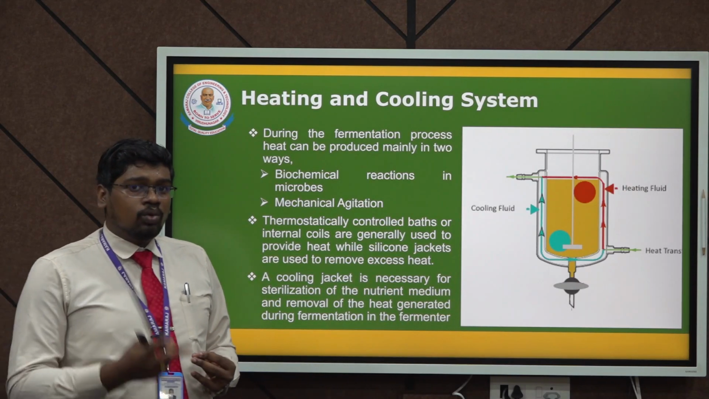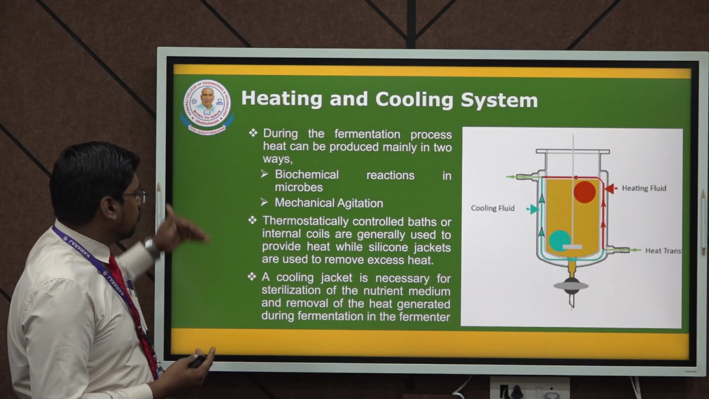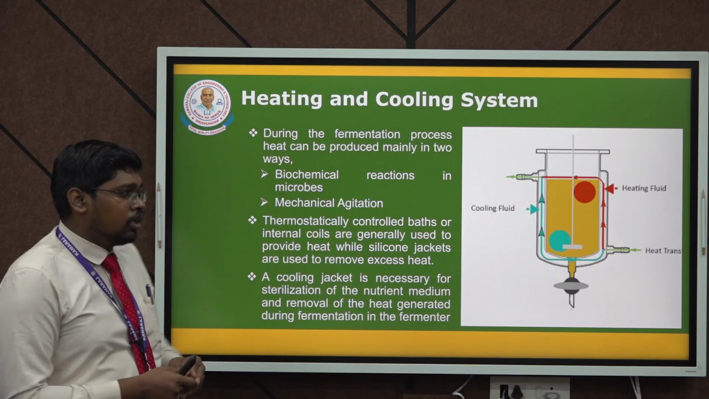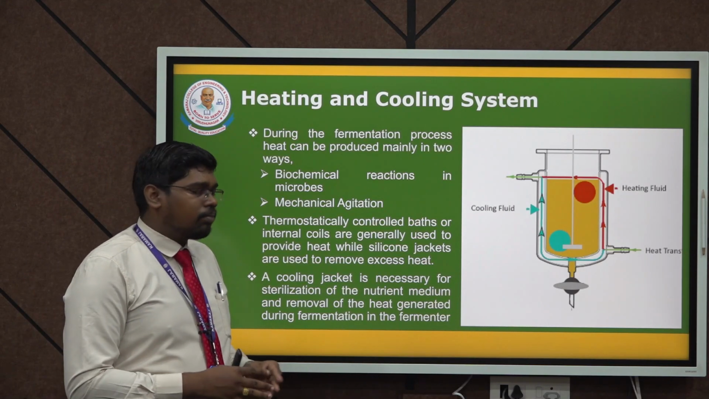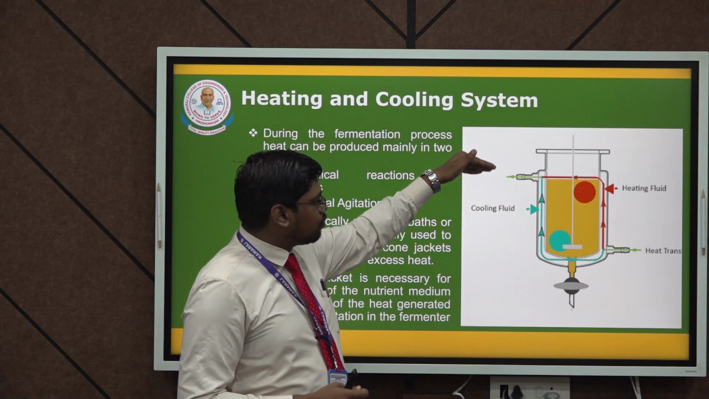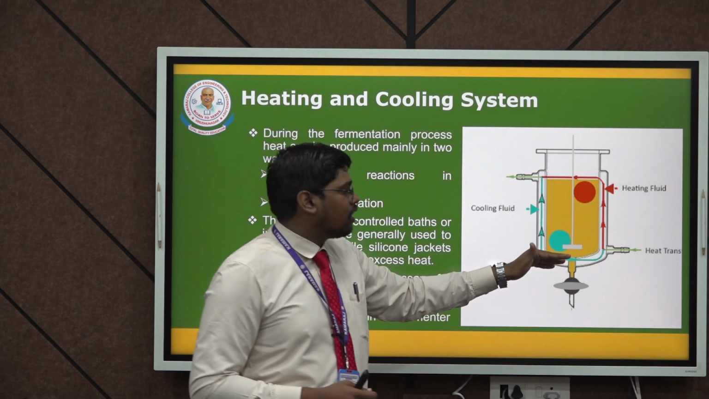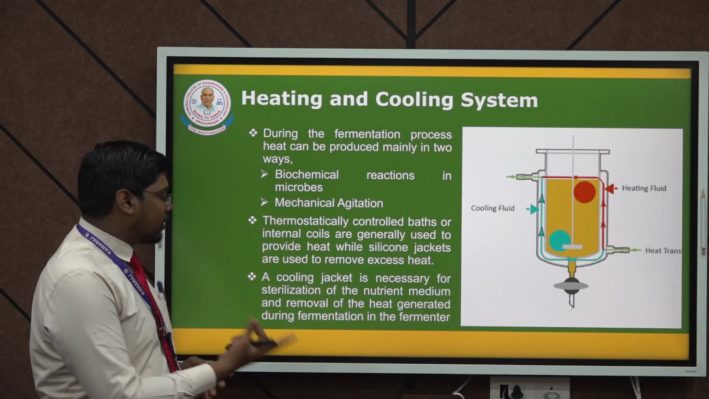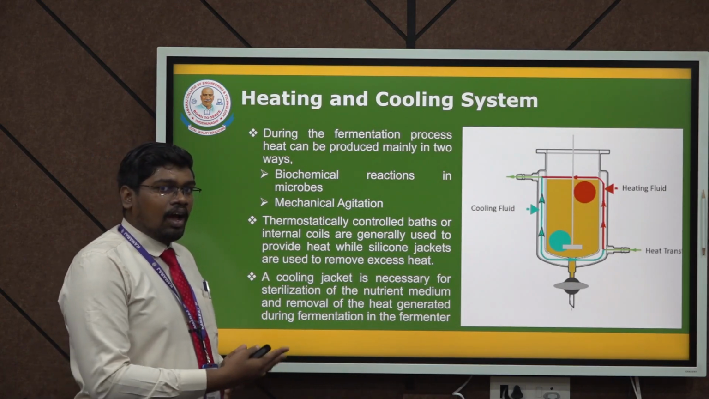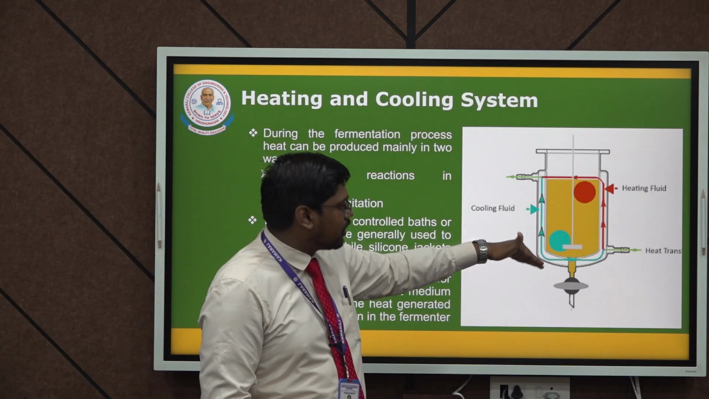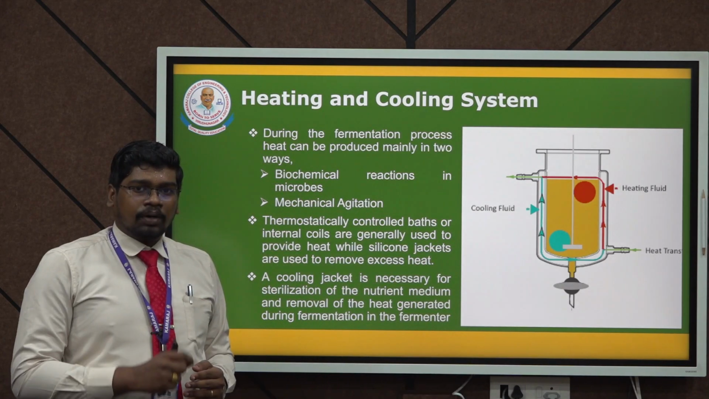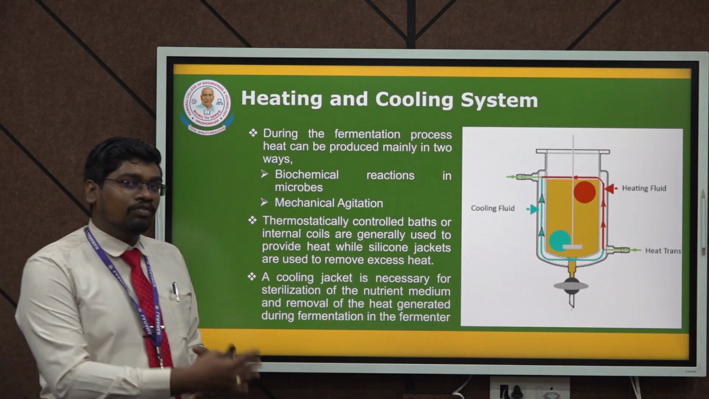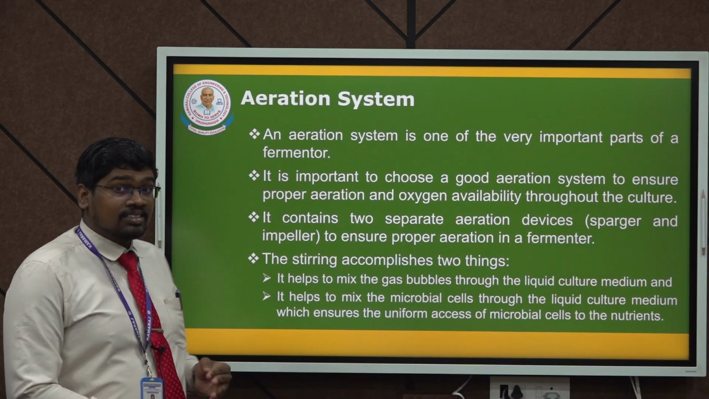Heat is generated in two ways inside the bioreactor process: through the biochemical reactions and through the mechanical agitation that is provided. The heating and cooling system involved in the bioreactor is a thermostatically controlled cooling bath or heating bath, or thermostatically controlled internal coils. These provide the heat, while the cooling jackets provide the cooling. It is important to note that the cooling system is required during the sterilization process to cool down the contents of the bioreactor.